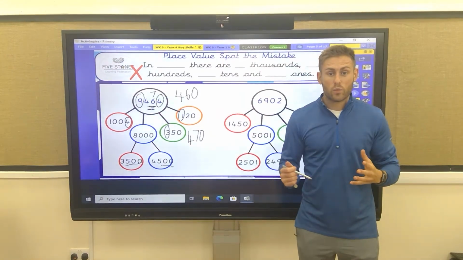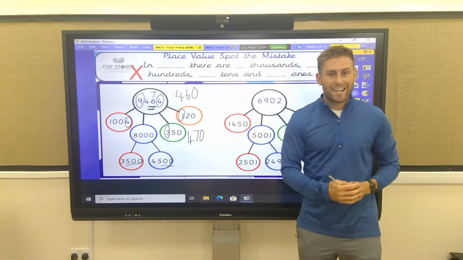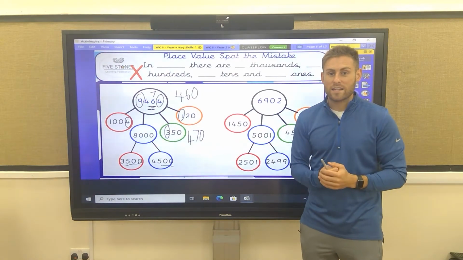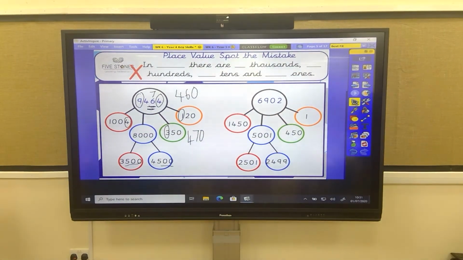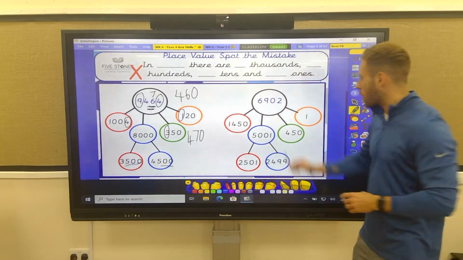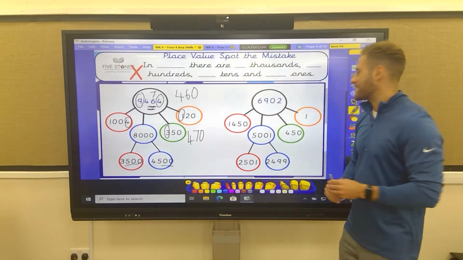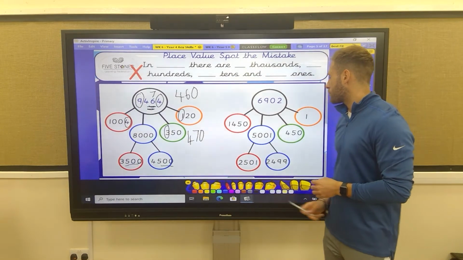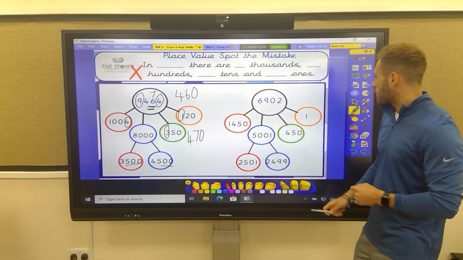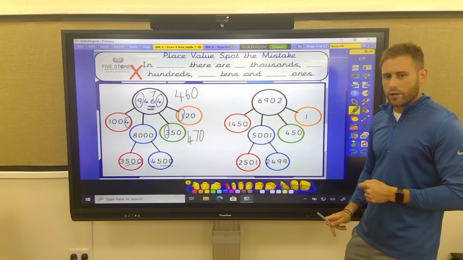Same again for you to work out. There's a mistake in here. I need you to spot the mistake and correct it. Pause the screen to give yourself more working out time. Right, great. So we've got the whole of 6,902. Is that correct when these four parts are our parts? We've got 1,450, 5,001, 450 and 1.